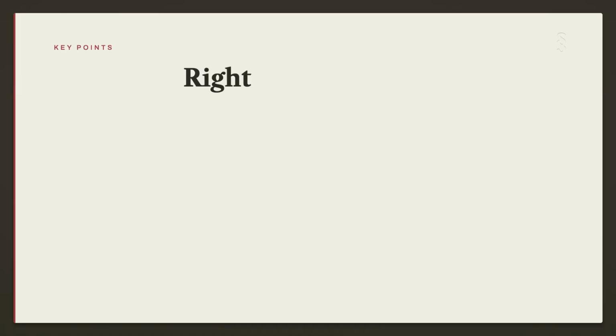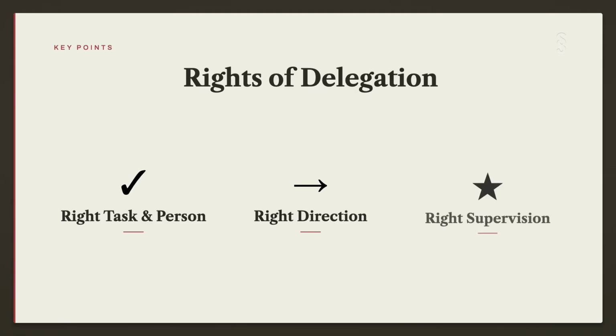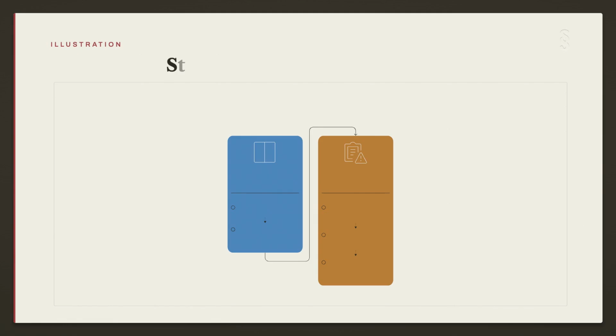Accountability never transfers. The mechanism runs on the rights of delegation: the right task, the right circumstance, the right person, the right direction and communication, and the right supervision and evaluation. A task that clears every filter can be delegated. One that fails any single filter cannot.